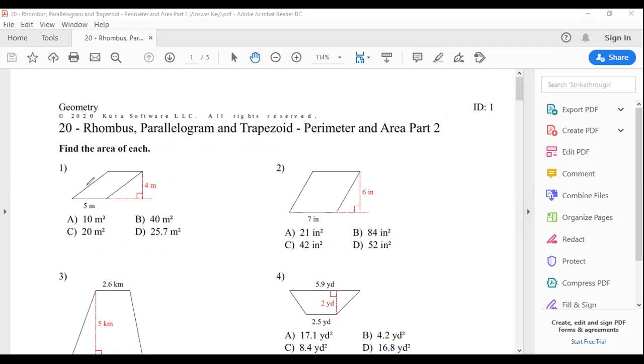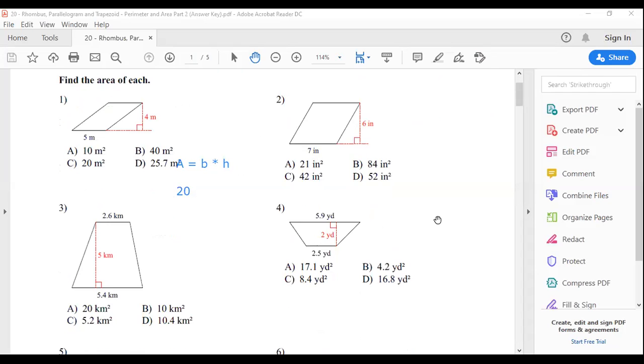Now, if we look at number 1, it's a parallelogram, and our area is base times height. So it's simply 5 times 4, which is 20. Correct answer, C. Easy peasy. Number 2, the same, base times height.